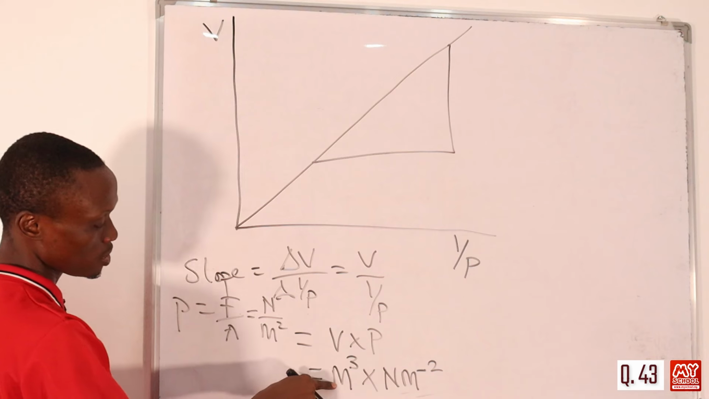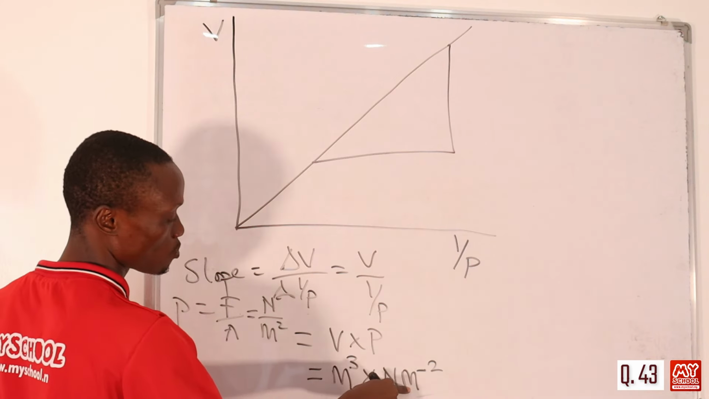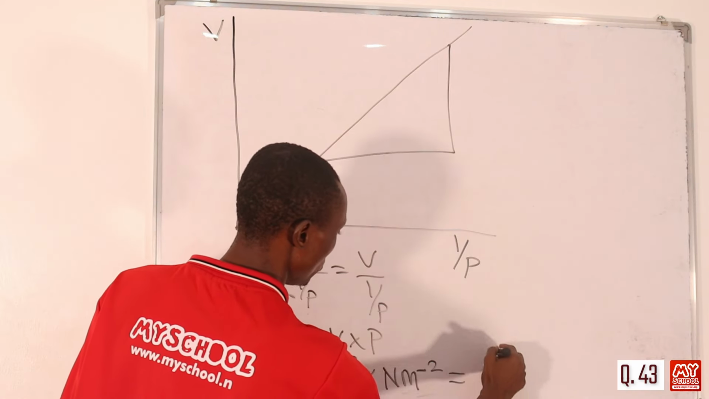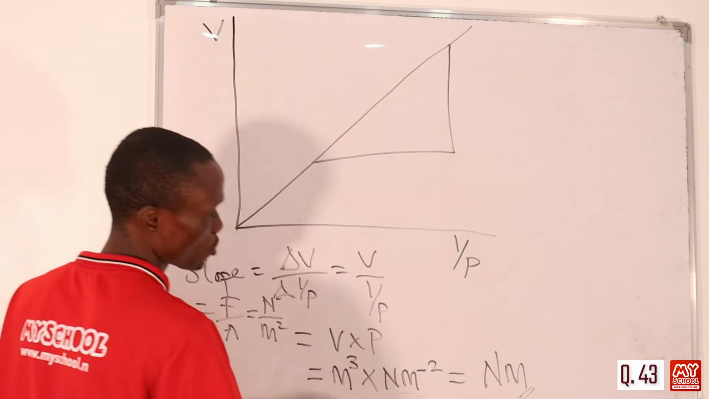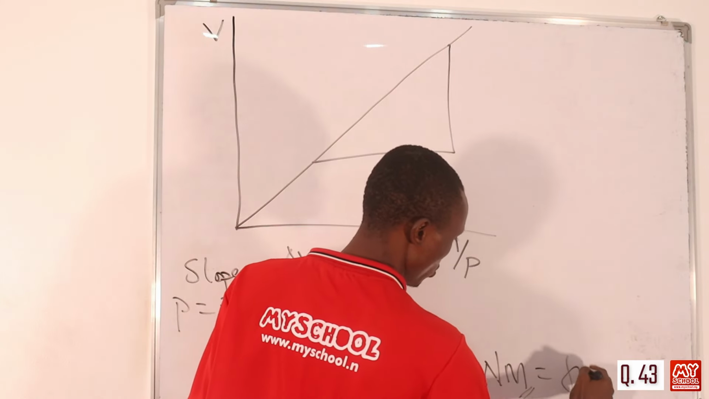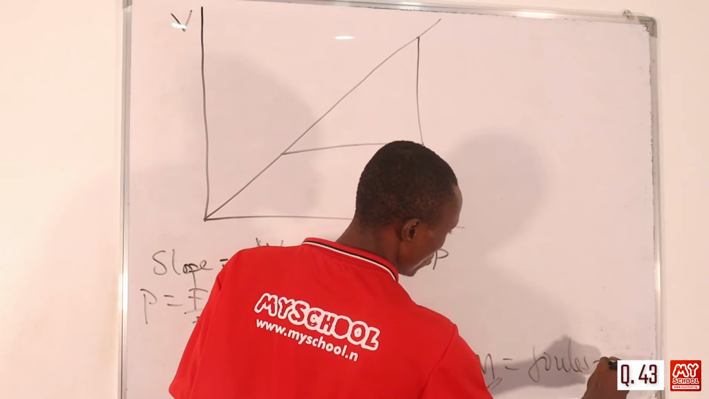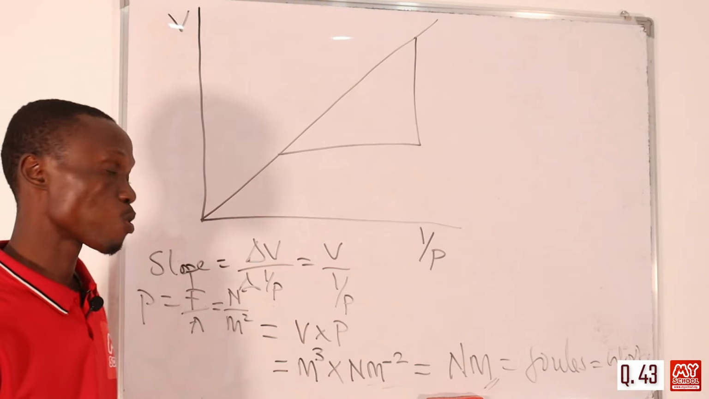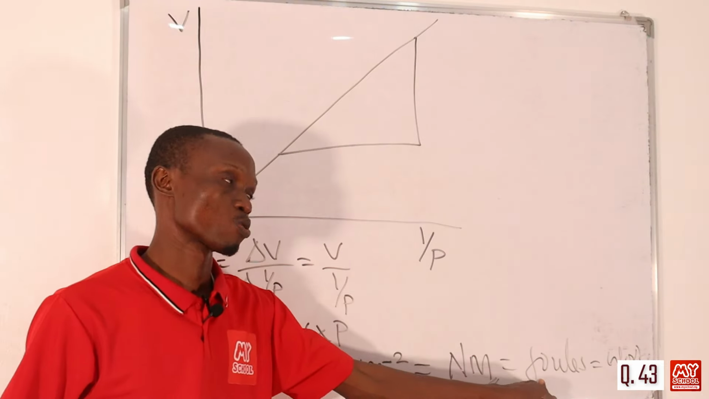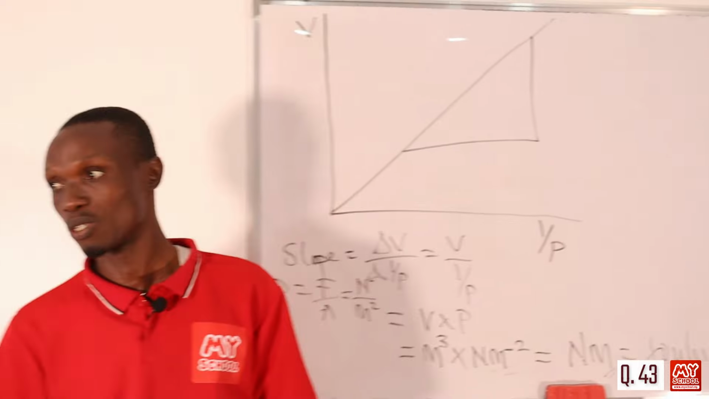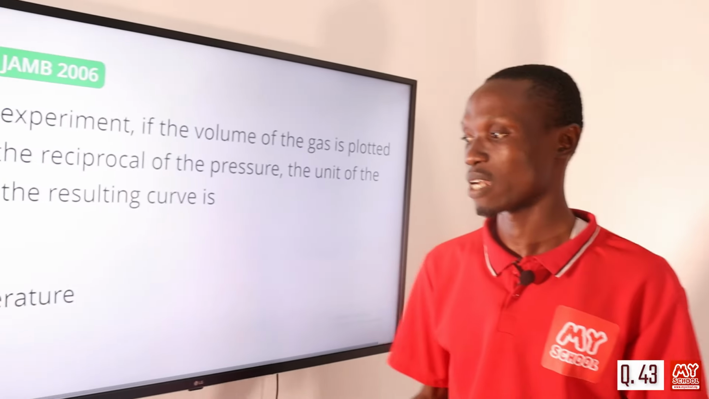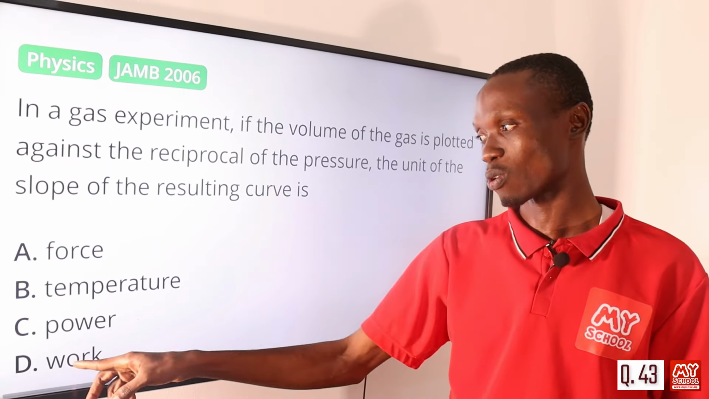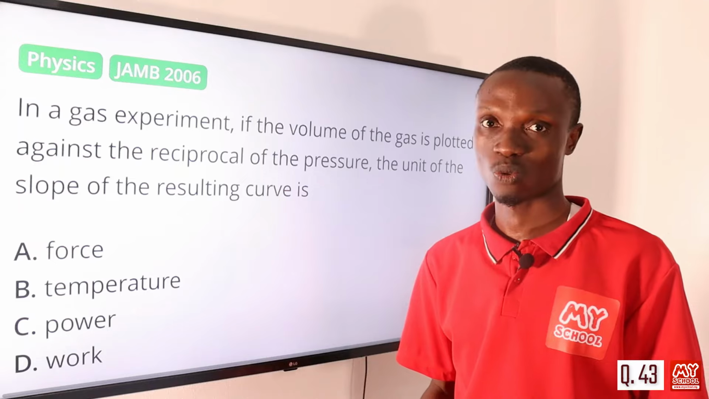Since here is m raised to power 3 and here is m raised to power minus 2, if we apply the law of indices, we are going to have Newton meter at the end of the day. But remember that Newton meter is the same thing as joule, and joule is the unit of work. So the unit of the slope of the resulting curve is joules. Let's move over to the screen to pick the correct answer, and that is option D, because the unit of work is joule. So that makes option D the correct answer to this question.